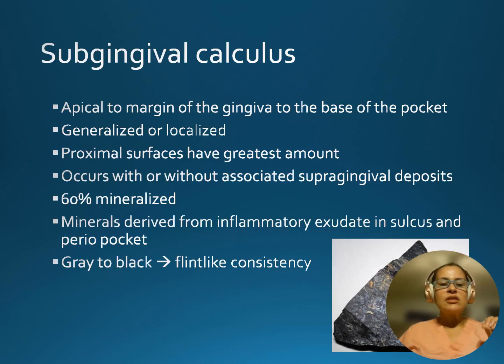Now let's get into the subgingival calculus, which will be the same as the subgingival biofilm. You're going to find it apical to the gingiva. It could be generalized or localized. We're going to find it a lot in between the teeth. So with calculus, the key, and you kind of start seeing this trend, is that it will get stuck where it can get stuck. So normally you're not going to see a lot of calculus in the front of the teeth, right?